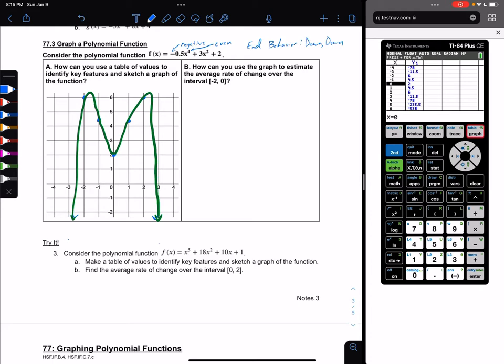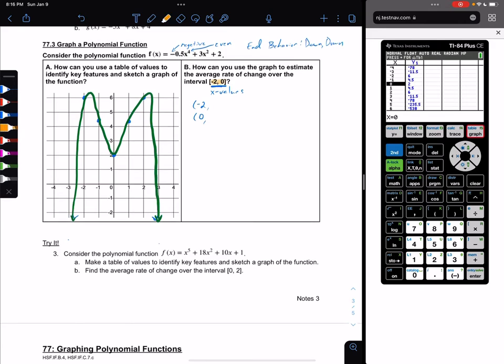In part B, they ask how can you use the graph to estimate the average rate of change over the interval -2, 0? Now remember that both of these, since it's an interval, are x values. We have a habit of thinking when it looks like this, it's a coordinate point, and that's xy. That's not the case. We have the x values of -2 and 0, and those are the two points that we should be looking at.